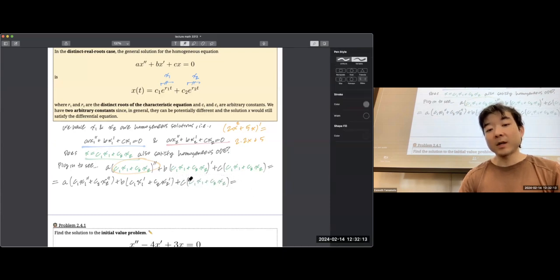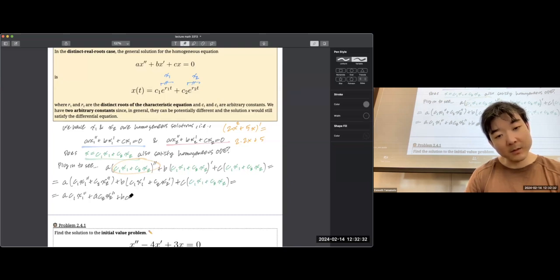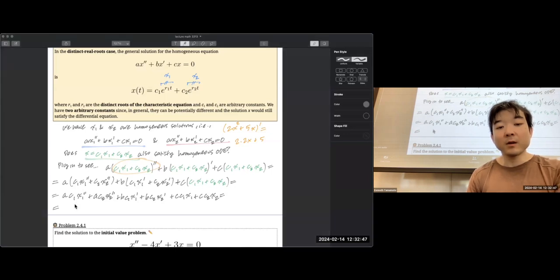And then we're going to continue and check whether this is going to equal 0. What I'm going to do is distribute the A and the B and the C, but I'm going to rearrange. Well, we can just do it right away first. So I'll just say C1 x1 double prime plus AC2 x2 double prime plus BC1 x1 prime plus BC2 x2 prime plus C times C1 x1 plus C times C2 x2. And then I'm going to rearrange the terms.